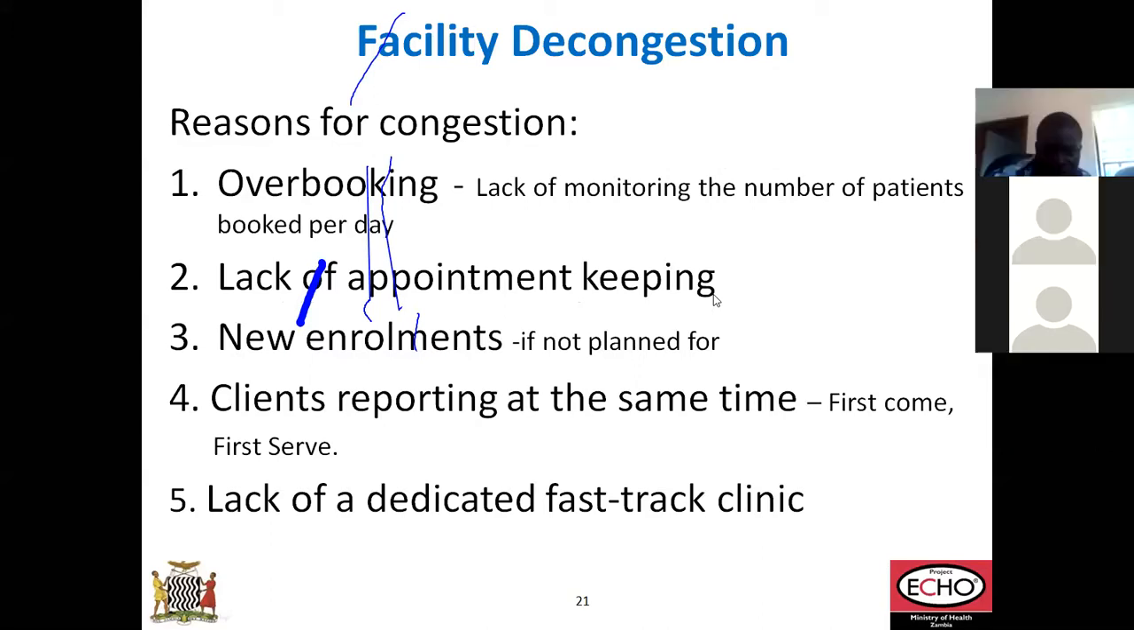Talking about how you schedule the patients, there was a lack of a dedicated fast track. When we just got to Matero, everybody was lumped into the same area. That was just a recipe for congestion. Next slide.